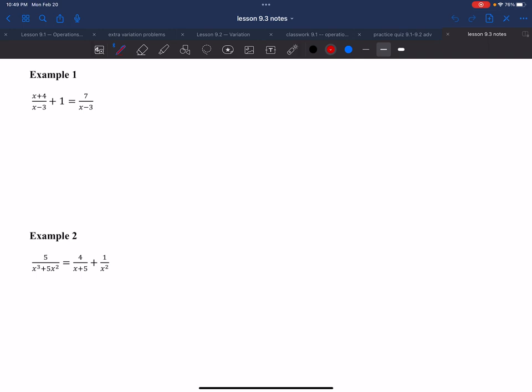I suppose you could say that this is 1 over 1, but who really cares about that, right? So I'll say that my least common denominator is going to be x minus 3. So what you're going to want to do is multiply everything by x minus 3. Multiply both sides by x minus 3.